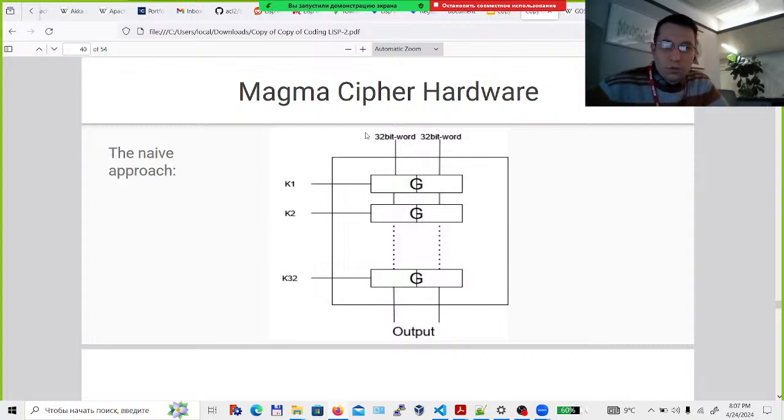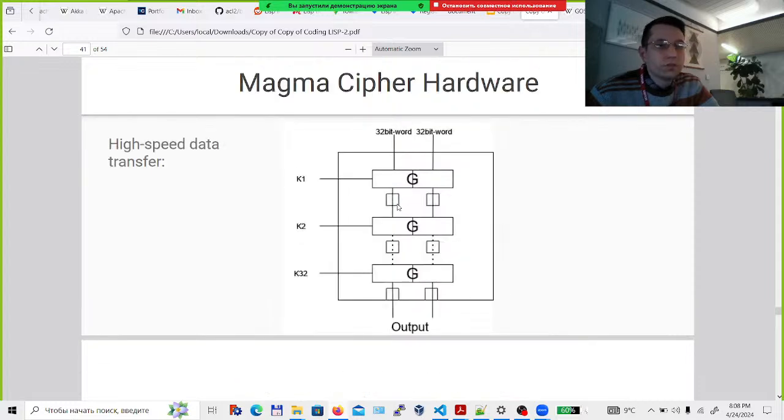Okay, we can put here just a 32-bit word, another 32-bit word, do some calculation using our G-transform function, do some calculation of our keys directly from the G function, and get some output in just one cycle. It's not going to work, because if we do this at an adequate frequency, there's some asynchronization of this device. So how can we do high speed data transfer for this kind of hardware?